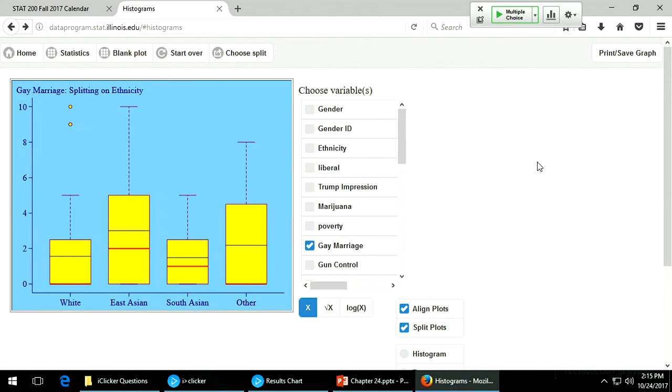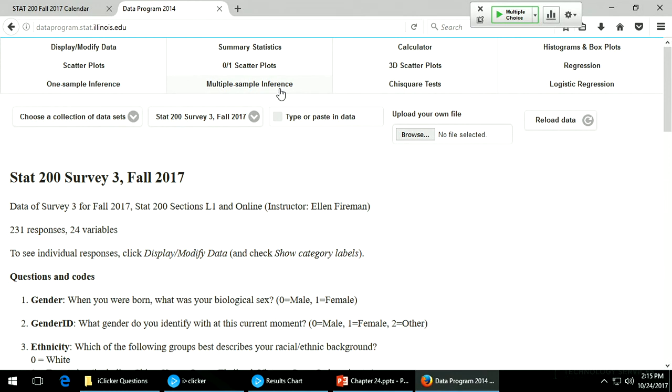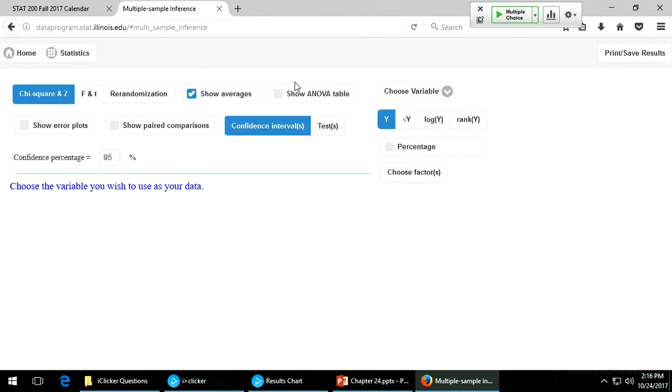So we can do a test on that, and we can do it with our data program, and then we'll see how we do it by hand, with different data. All right, so what would we do? We can go to multi-sample inference, because think of it as more than 2 samples. You can think of it as 4 groups, like 4 samples. We're looking at the differences between 4 groups, so we can't do a two-sample t-test or z-test. You could also think of it as regression with a factor variable. But let's just look at this multi-sample inference.